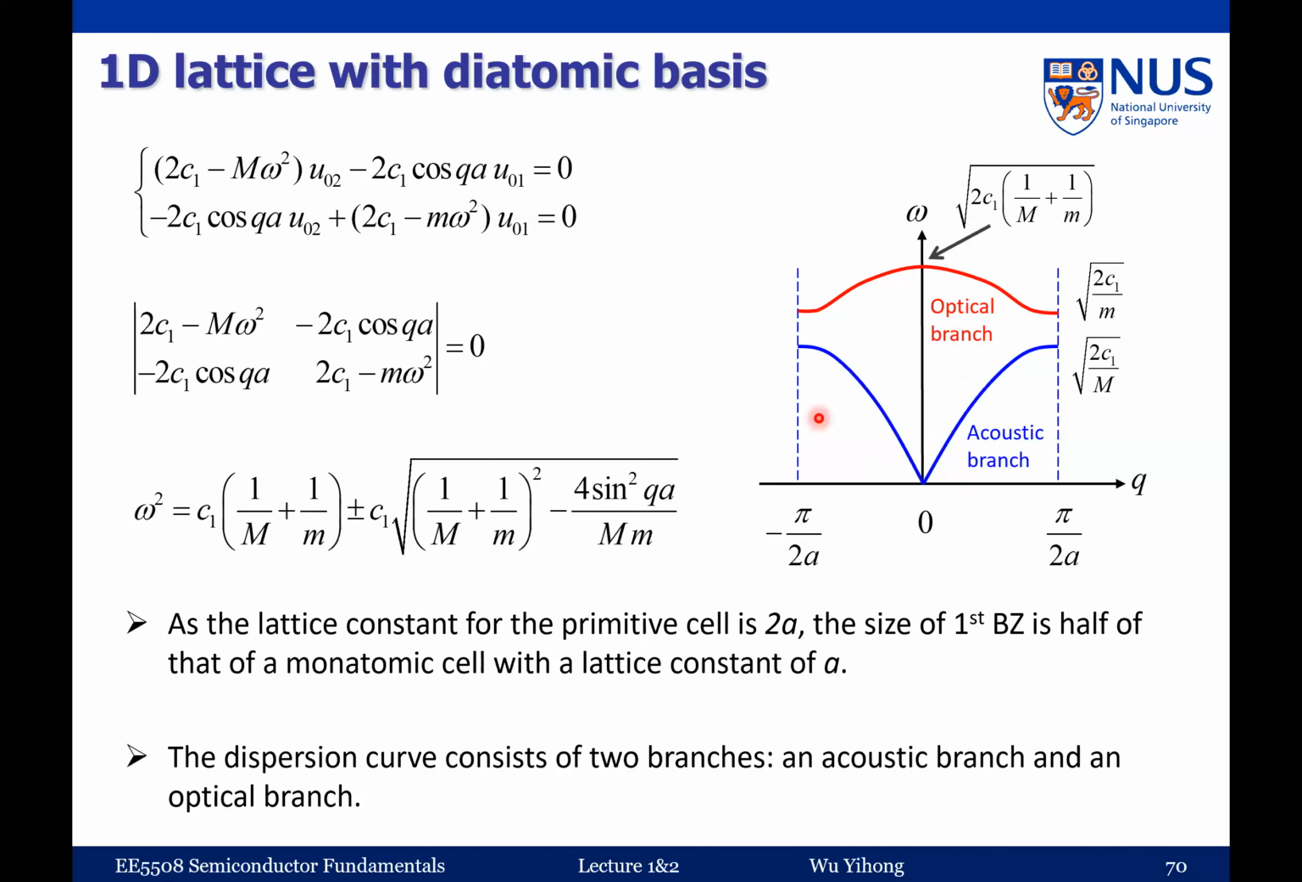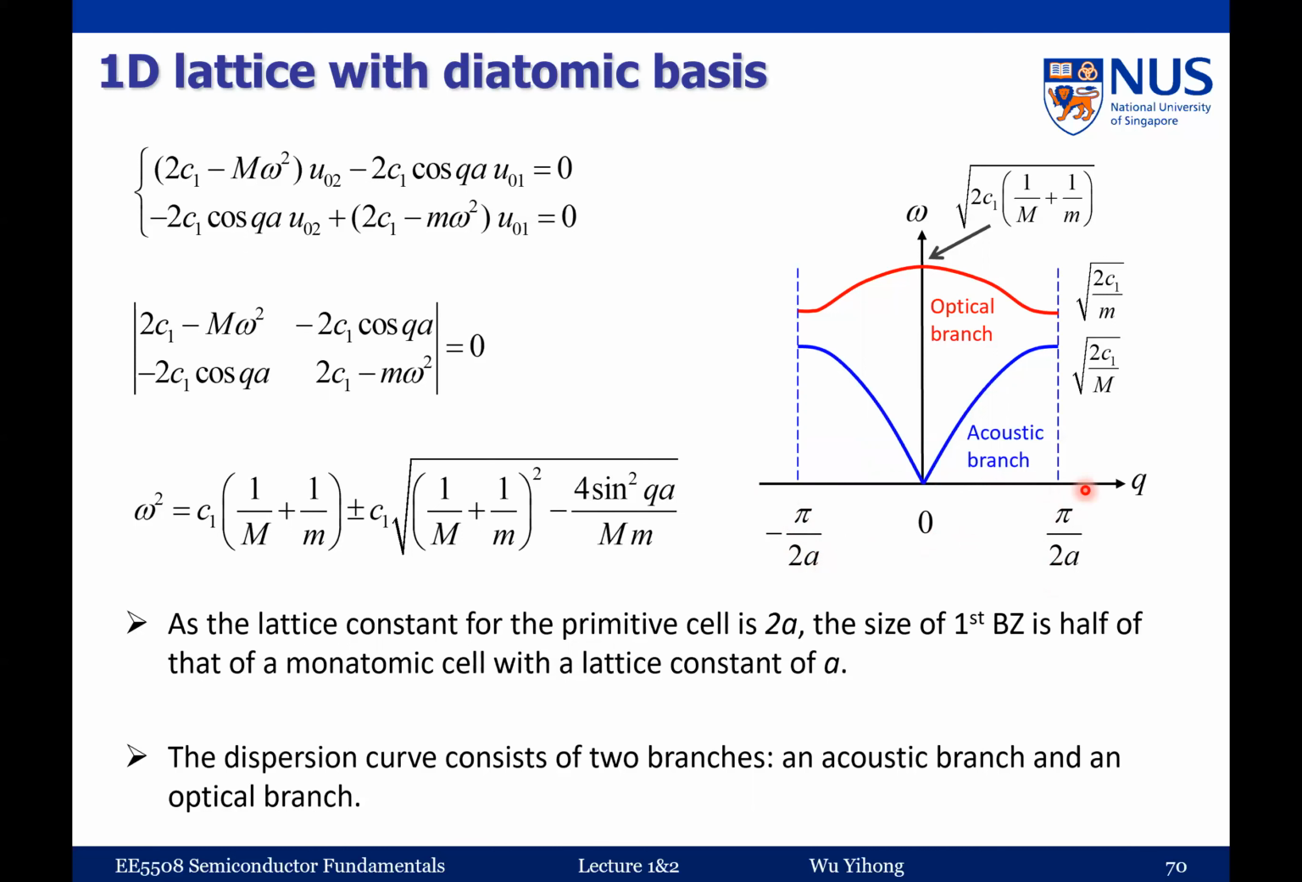Now, the first thing you may have noticed is that we only show the dispersion curve in the first Brillouin zone. The first Brillouin zone for this diatomic chain is smaller than the first Brillouin zone of the monatomic chain with the same atomic spacing. You can see that the first Brillouin zone for this diatomic chain is from minus pi over 2a to pi over 2a. You still remember that for the monatomic chain it is minus pi over a to pi over a. So this is just half of the first Brillouin zone of the monatomic chain, if the atomic spacing is the same, which is a, right?